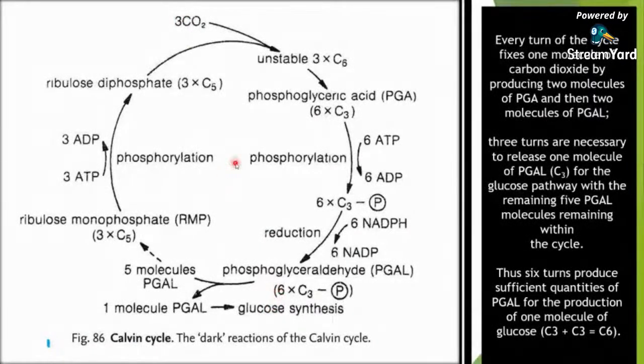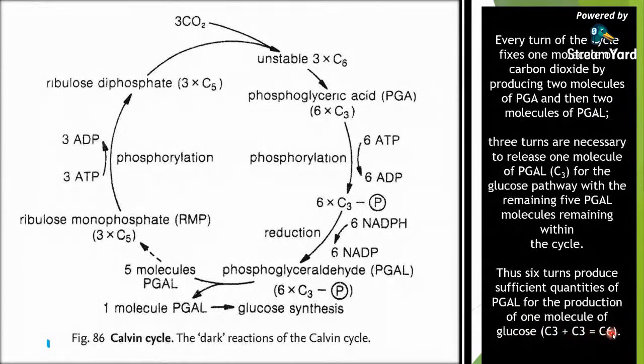generated here. So here, what are they saying? Every turn of the cycle fixes one molecule of CO2 by producing two molecules of phosphoglyceric acid and then two molecules of phosphoglyceraldehyde. Three turns are necessary to release one molecule of phosphoglyceraldehyde, that is C3, for the glucose pathway, with the remaining 5 PGAL molecules remaining within the cycle, and thus 6 turns produce sufficient quantity of phosphoglyceraldehyde for the production of one molecule of glucose, as it is C3 plus C3, that is C6.